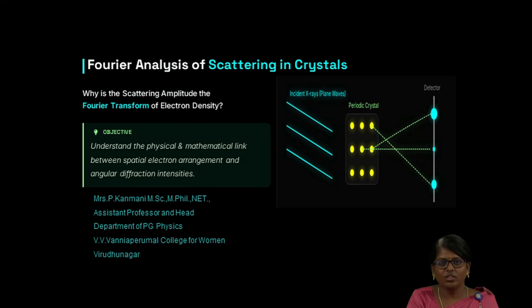In this video module, we will learn about the Fourier analysis of scattering in crystals. A crystal is a regular and periodic arrangement of atoms. By this statement, what we mean is, imagine yourself inside a crystal at the position R. Now you look around the crystal and you observe a pattern.